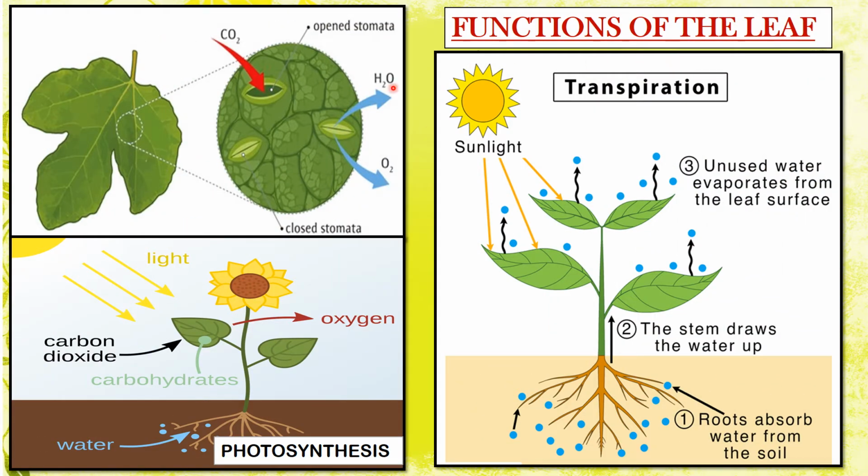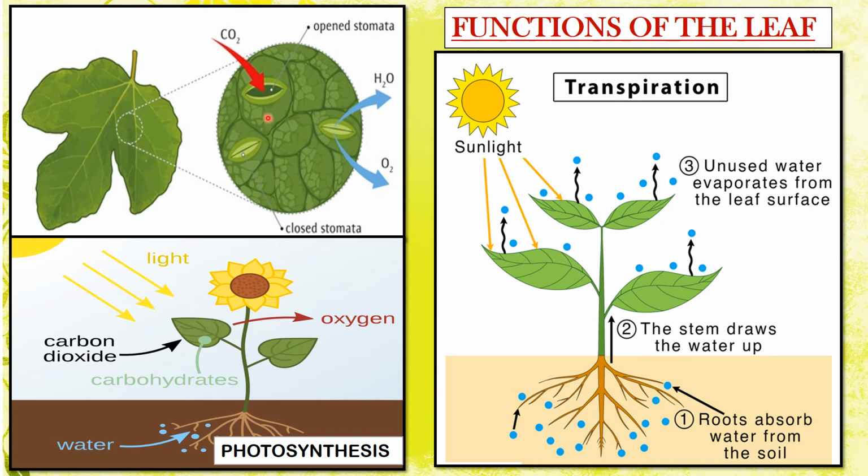Functions of the leaf. The leaves have tiny pores on their surface and these are called stomata. They help in exchange of gases required for respiration and photosynthesis process. The main function of the leaf is to carry out photosynthesis. The leaves take in carbon dioxide and water and they prepare food in the presence of sunlight. The green pigment that is present in the leaf helps in this process.